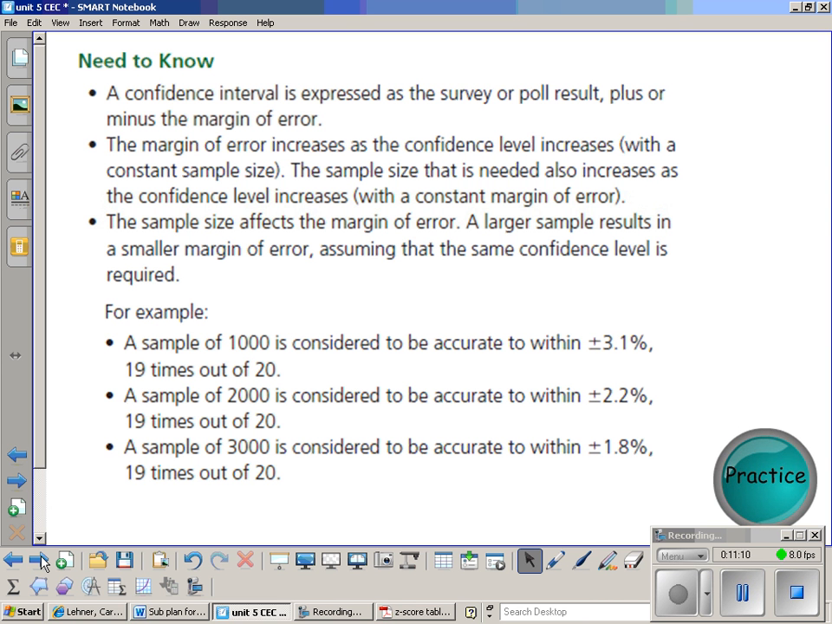So the margin of error got smaller as we chose a larger sample size, but our confidence level stayed the same. And again, a sample of 3,000, so even a larger sample, the margin of error decreases again, but our confidence level stayed the same.